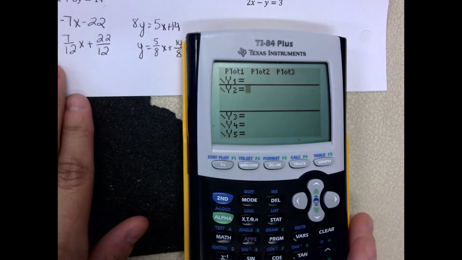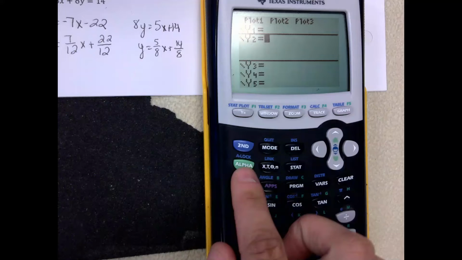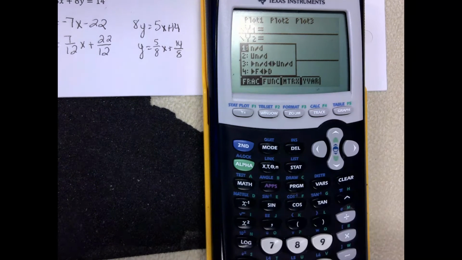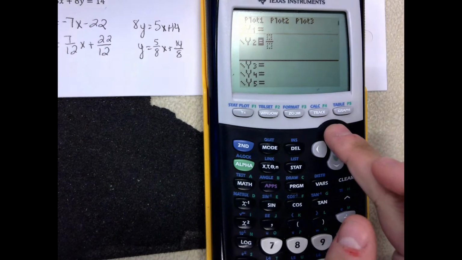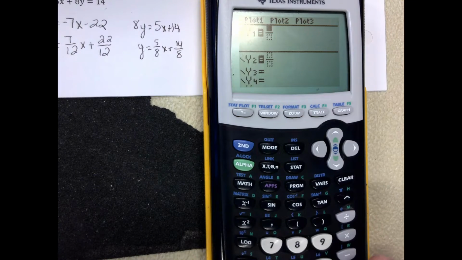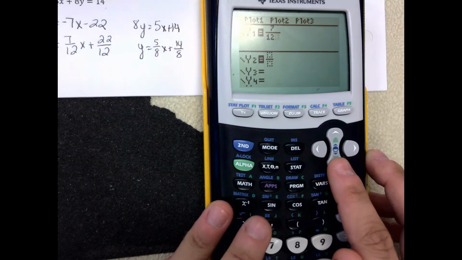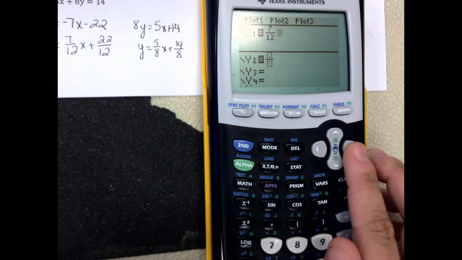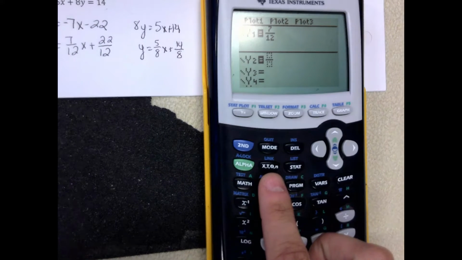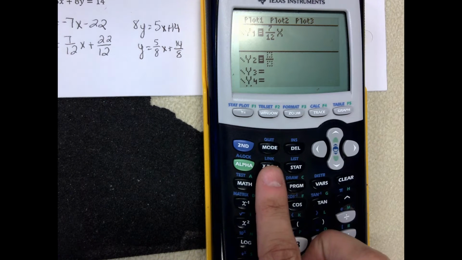Now remember to do a fraction, we're going to do alpha, the green button, and then y equals. Okay, so alpha, y equals, and then we do n divided by d. So I'm going to put the 7/12, so 7, and then down arrow to do 12. And then you want to right arrow over so we can do the X. Remember, the X button that we need is going to be right next to the alpha, the green key. So we press X. And then we do the same thing for 22 divided by 12.